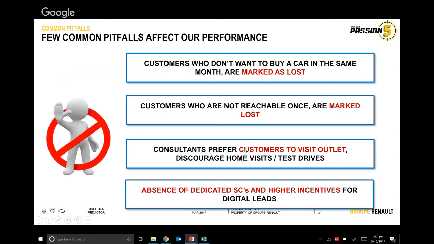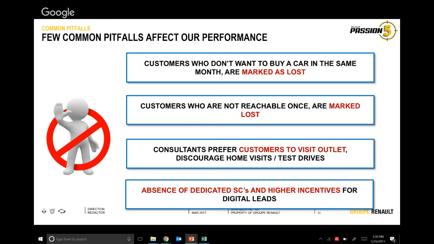All right. Finally, the other thing is that we have noticed many dealers call up the customer and say, if you want to test drive the car and get a feel of the car, you visit our outlet and we'll show you. But these are digital leads sitting at home. So it would be very effective if we reach out to these customers, go and give them a test drive, give home visits to the customer, and we have noticed a very remarkable impact of this.